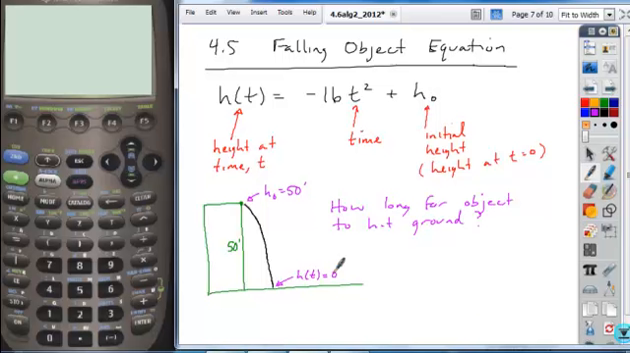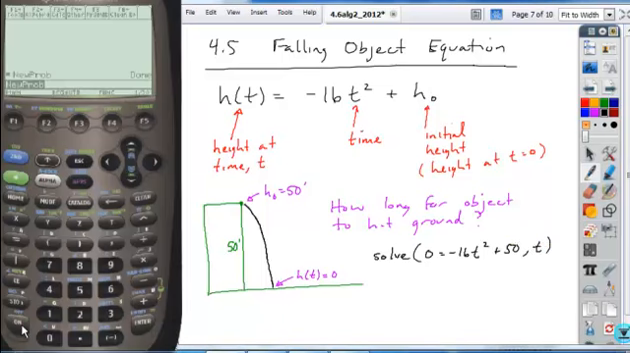So the solution for this would be you'd use the solve feature of your calculator, plug in a 0 for h of t, set it equal to negative 16 t squared plus your initial height of 50, and solve for t. So to confirm this, we use our solve feature. 0 is equal to negative 16 t squared plus my initial height of 50, solve for t.